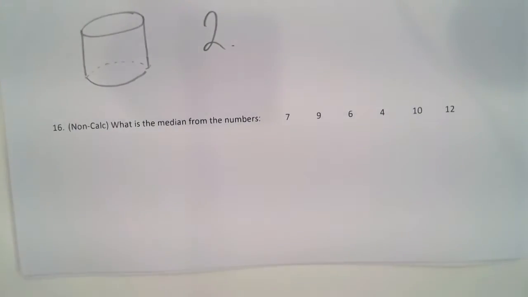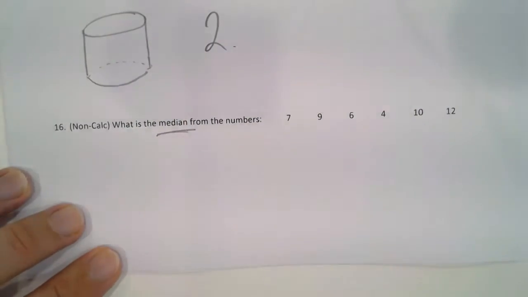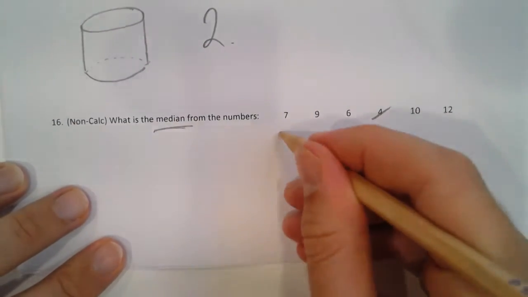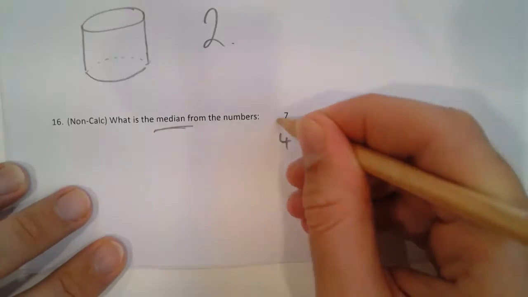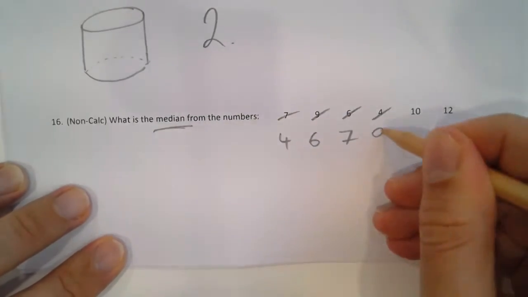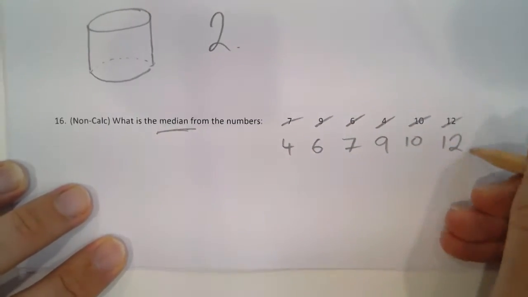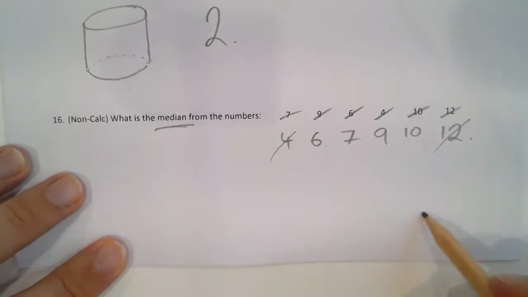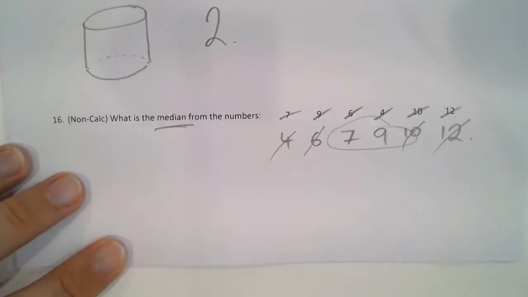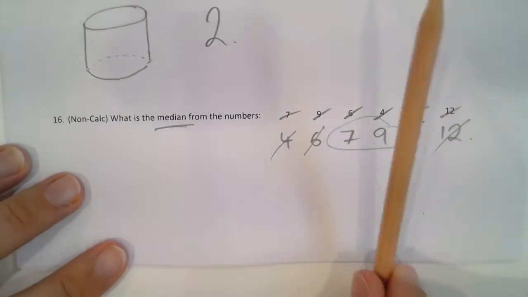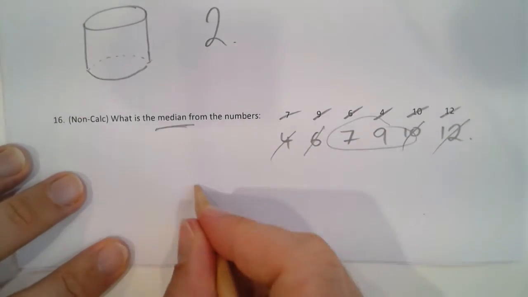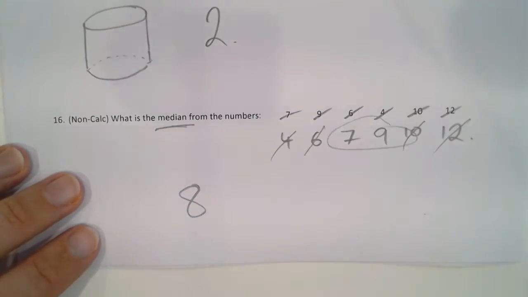Number 16. What is the median of the numbers? Now, the median is the middle when they're all in order. So let's put these in order: 4, 6, 7, 9, 10, 12. To find the middle, we cross off 1 from each side, that one and that one, that one and that one. The middle is in between those numbers. You can see that's clearly where the middle would lie. The middle of 7 and 9 is clearly 8.